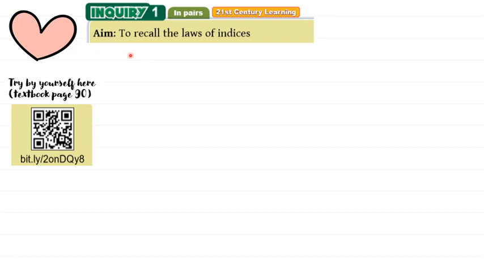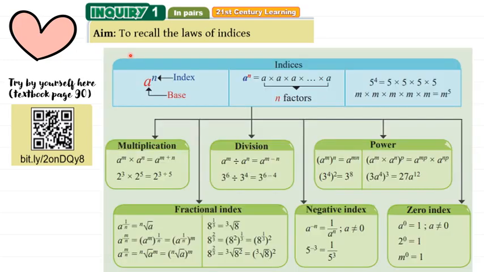So this is the summary of all the laws of indices you learned in Form 3. a power of n: n is the index while a is the base. So a power of n means a times a times a and so on, n factors. As an example, 5 to the power of 4 is equal to 5 times 5 times 5 times 5, four times, while m times m times m times m times m is equal to m power of 5.